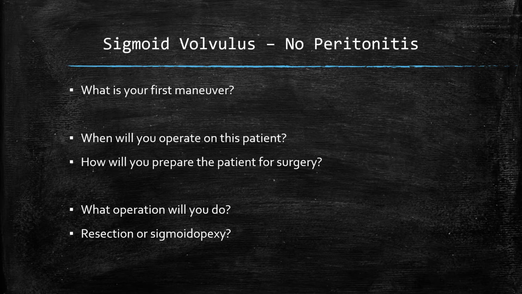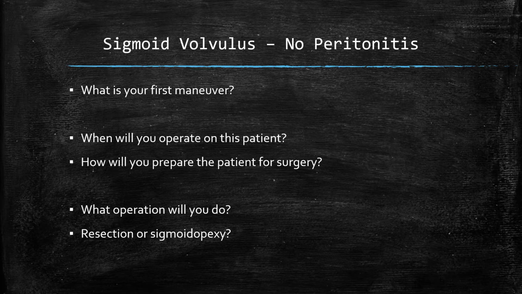All right, let's talk about a couple of clinical scenarios. The first one will be a patient with a diagnosed sigmoid volvulus, probably diagnosed in the emergency room by a CT scan. Clinically, they have no peritonitis. So what I would suggest you do is maybe pause the video and work through these questions on your own. This is really the crux of the matter, and I think everyone should feel comfortable about how to approach this patient.